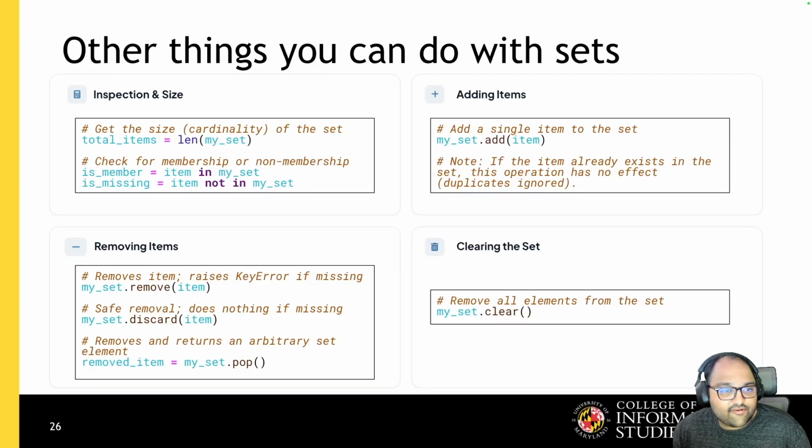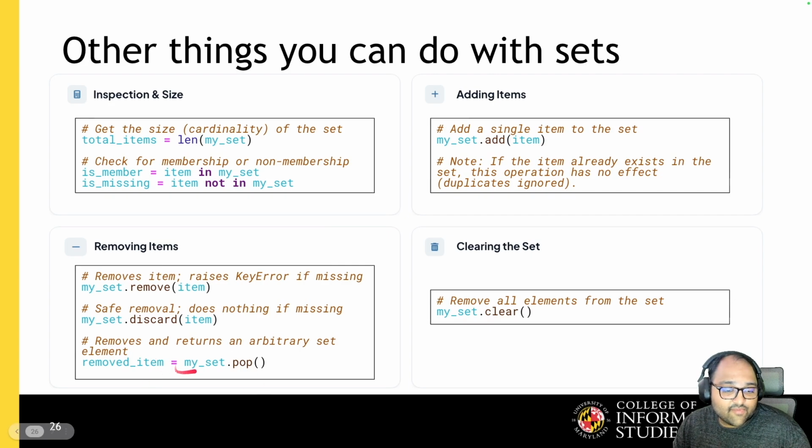And then you can also do other things. For example, you can get the length. Or you can check membership: is item in my set, or item not in my set? Or you can do an add: my_set.add(item). And you can also remove: remove item, discard item, pop item.